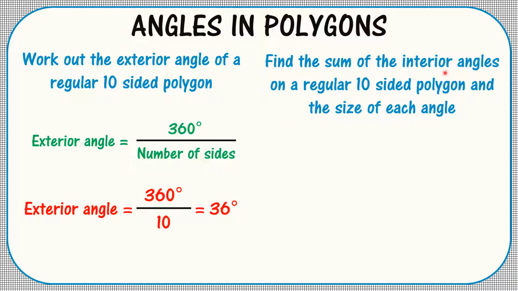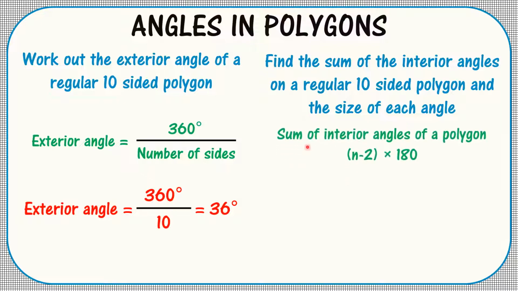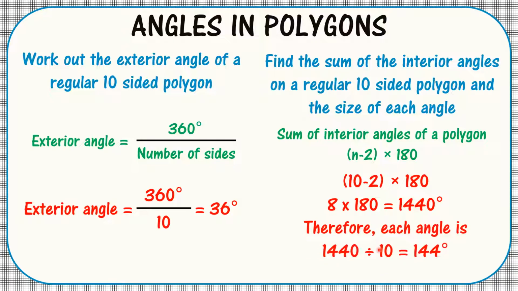Find the sum of the interior angles of a regular 10-sided polygon and the size of each angle. We know that the sum of interior angles of a polygon is equal to n minus 2 multiplied by 180. Therefore, you do 10 minus 2 multiplied by 180, which is equal to 1440 degrees. So the sum of the interior angles of this 10-sided polygon is equal to 1440 degrees. To find the size of each angle, you will do 1440 divided by the number of sides, which equals 10. Therefore, each interior angle is equal to 144 degrees.